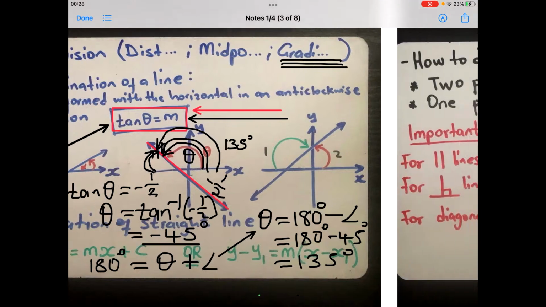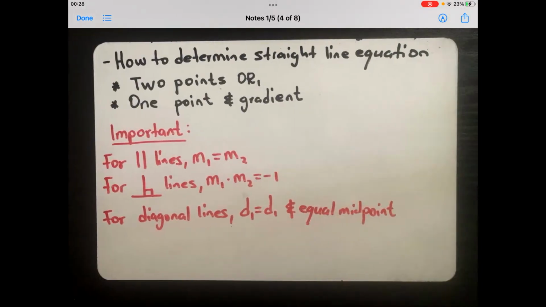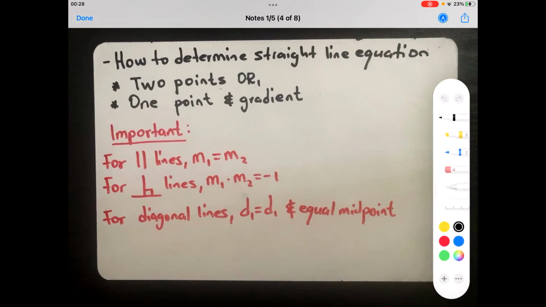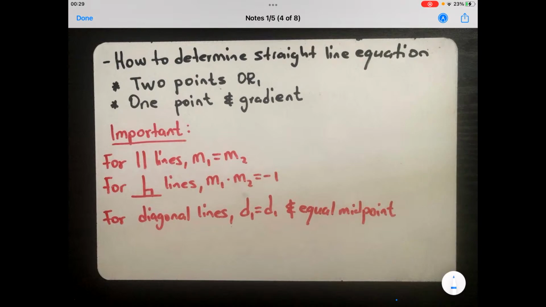So this will be the last part of my lesson for today. Introduction to analytical geometry. So let's see how to determine a straight line equation.